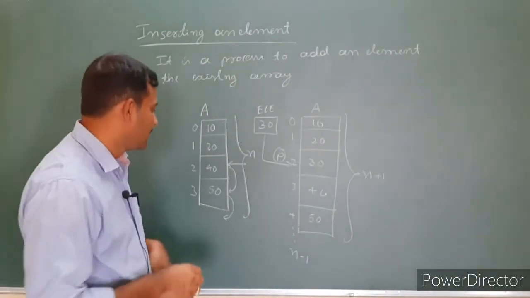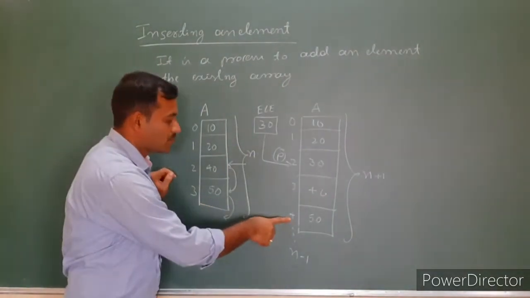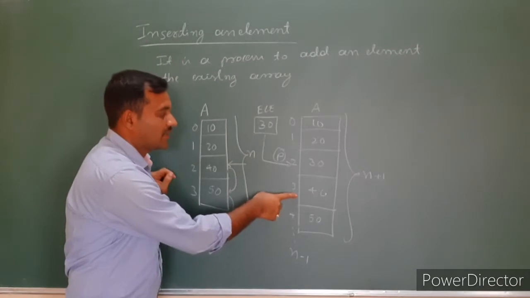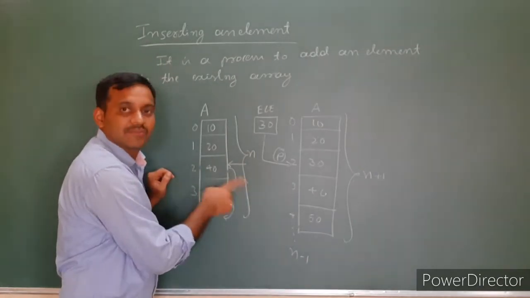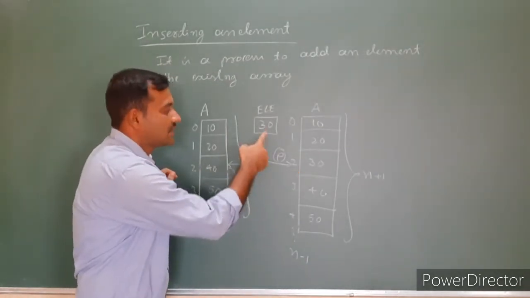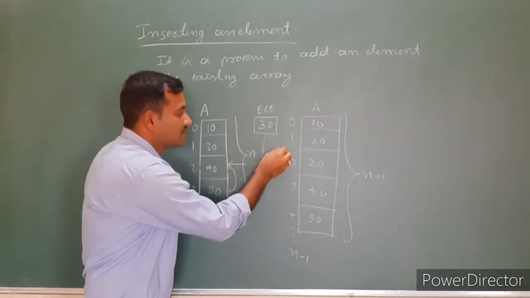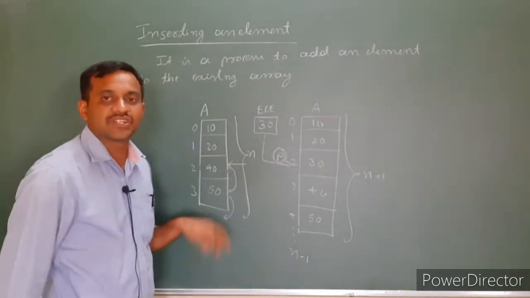So what we did: we shifted 50 to the fourth position and 40 to the third position. Then the second position becomes empty. In that position, we insert a new element. We have already read the position.